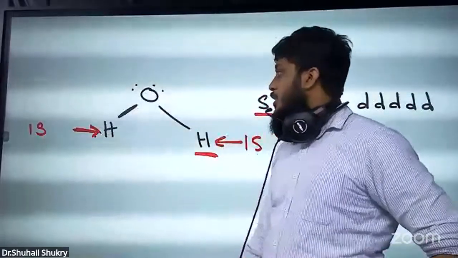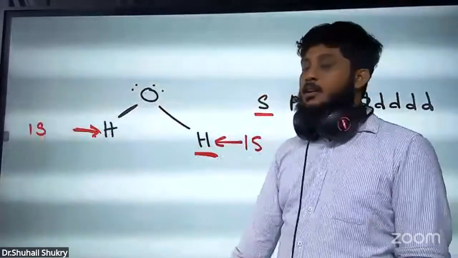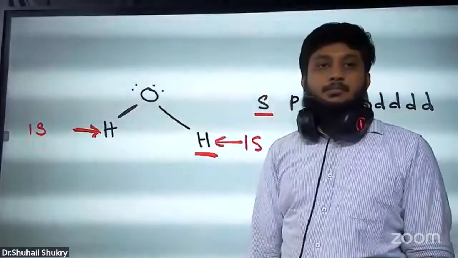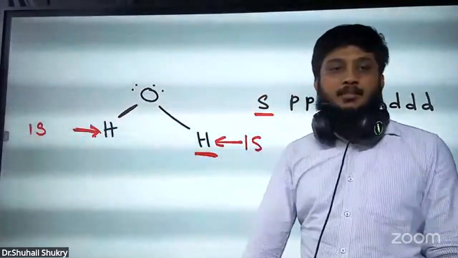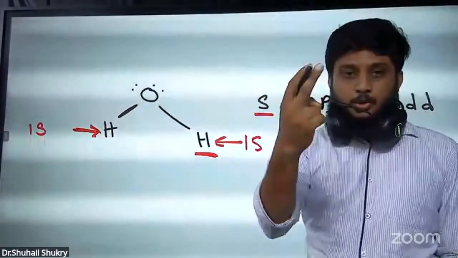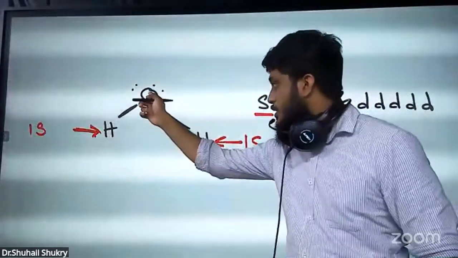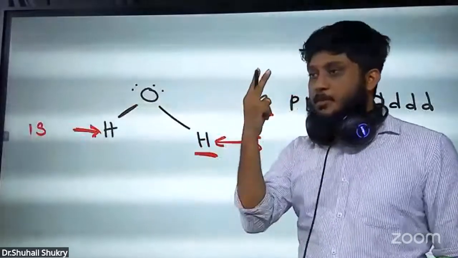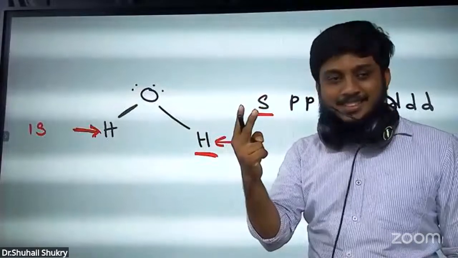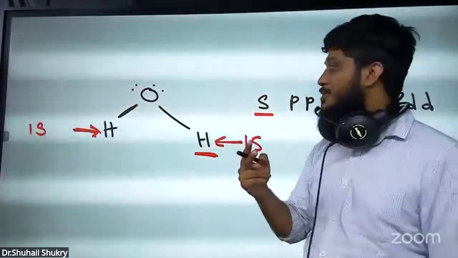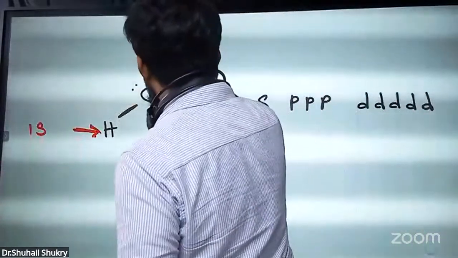Great. Now tell me for this oxygen, how many sigma bonds are there? Carefully open your eyes and see how many sigma bonds there are. Can you see there are two sigma bonds? This oxygen is connected with this and this. Two sigma bonds are there. Then this oxygen has two sigma bonds.